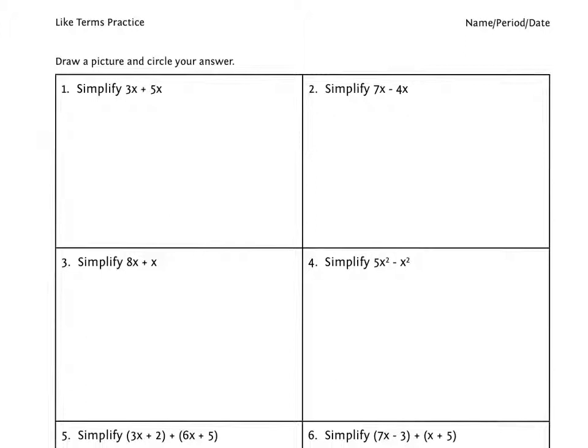Alright, in number 1 we've got two terms, they both have x in them. 3 plus 5 gives us a total of 8x. Number 2, we've got 7x minus 4x. Those are like terms because they both have x. 7 minus 4, 3x.